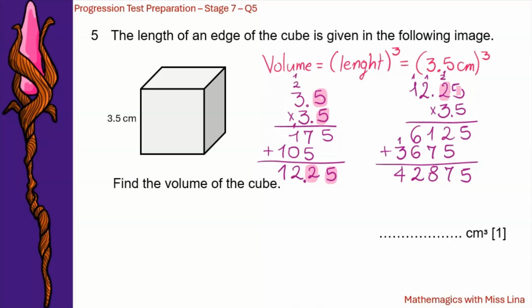Finally, we count the decimals 1, 2, and 3. 1, 2, and 3. And then we put the decimal point there. So the answer is 42.875 cubic centimeters. And that's how you get the mark.